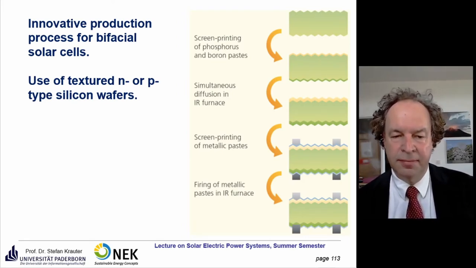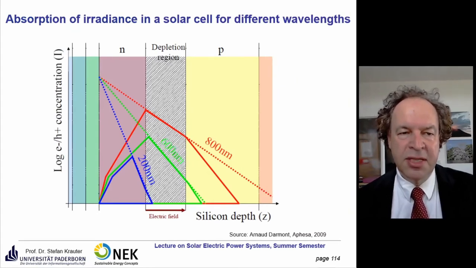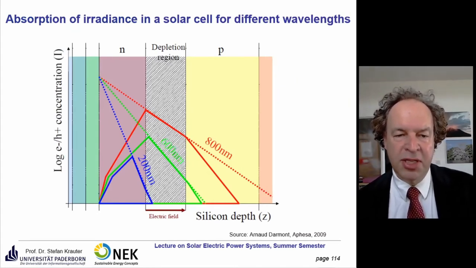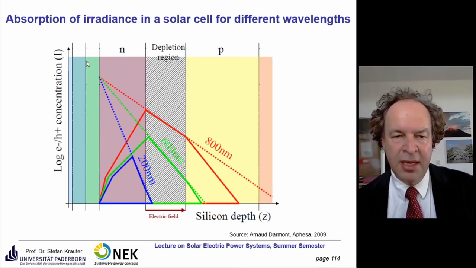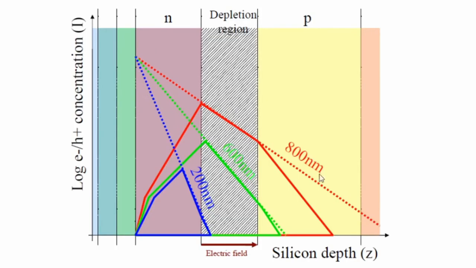Here you see the absorption inside a solar cell at different wavelengths. So you have here the top of the solar cell, and you see here first the red part. This is red and infrared irradiance. It penetrates very deep into the crystal without being absorbed. But a big part is in the electrical field, the so-called depletion region, where it can create electron hole pairs and participate in the photovoltaic process.